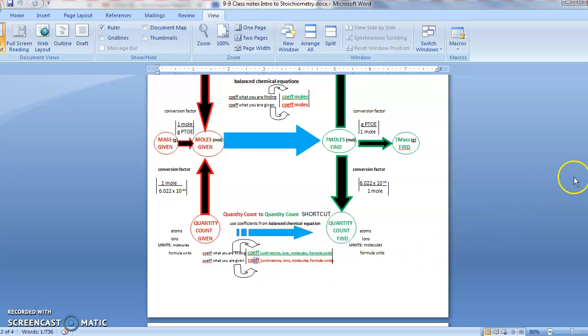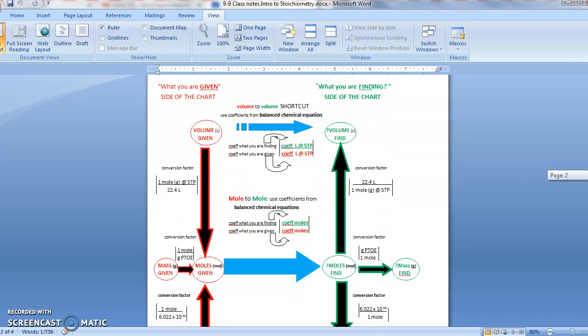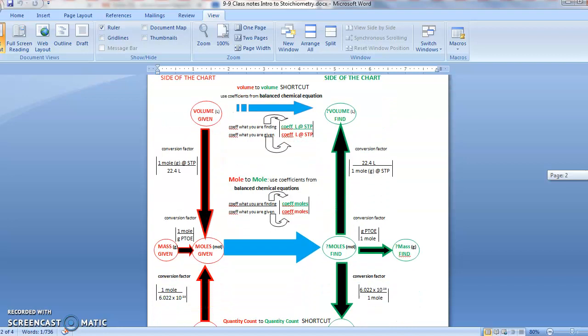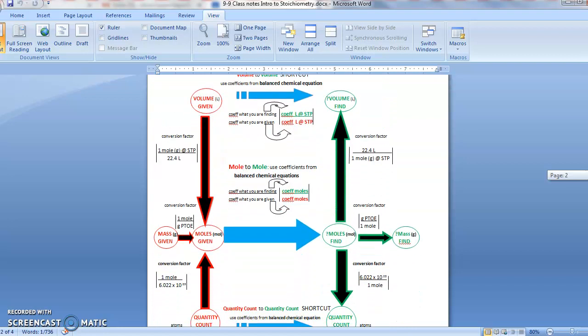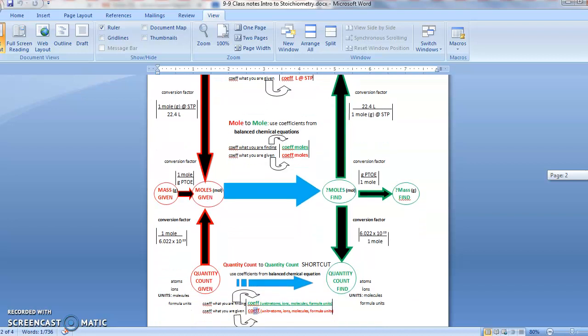But in this particular video, we were just hoping for you to take a look at this new conversion chart, get an idea of what is on it and how it will work. And in our next video, we will take a look at some example problems so that you can see how it actually lays out. Thank you.